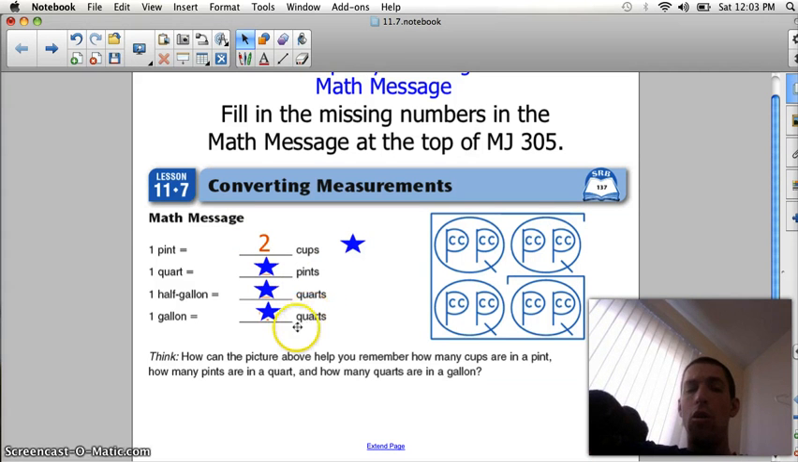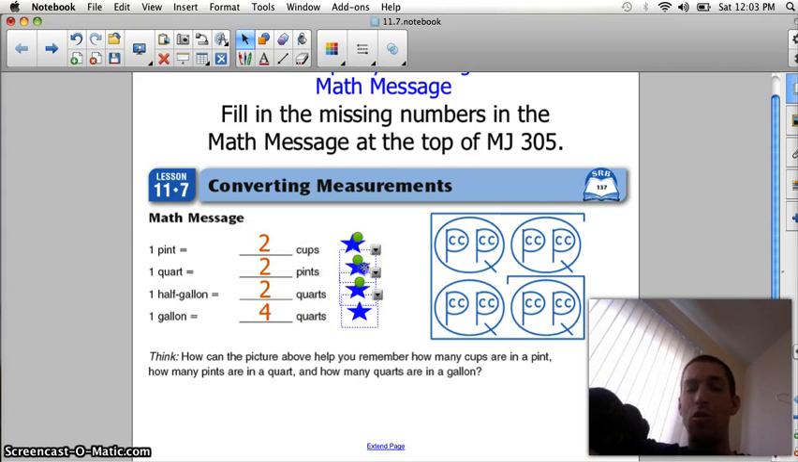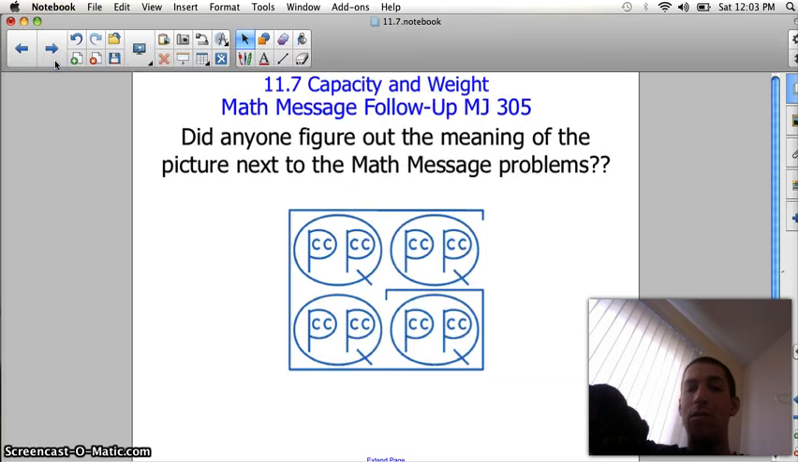So these should all be something that you should have remembered. How many cups are in a pint? How many pints are in a quart? Half gallon, half of this, there'd be 2 quarts, and that in a gallon's a full one. So that should be your review.